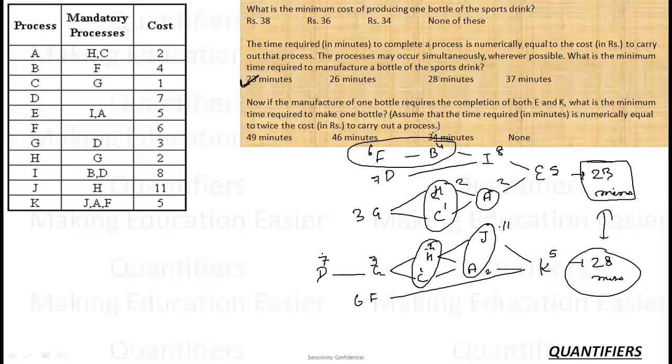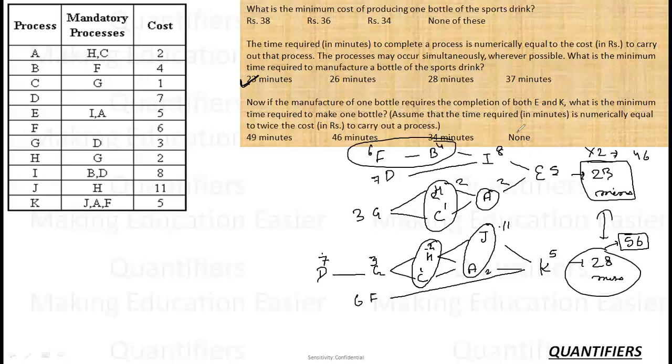But something else is also given. Assume that the time required is numerically equal to twice the cost. So if it is twice the cost, I have to just multiply it by 2, which means now process E will take 46 minutes. Now process K will take 28 into 2, 56 minutes, right? So now it is numerically equal.